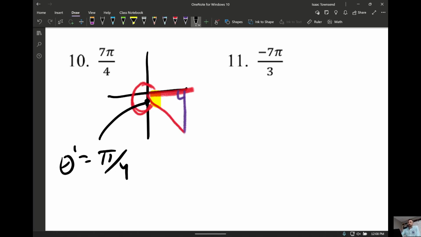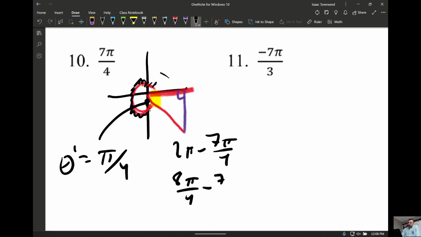How I'm getting pi over 4 is I see if I went all the way around, it would be 2 pi. The amount of that 2 pi that's not the reference angle is all of this, which happens to be 7 pi over 4. And then if you get a common denominator and subtract, the leftover should be the reference angle.